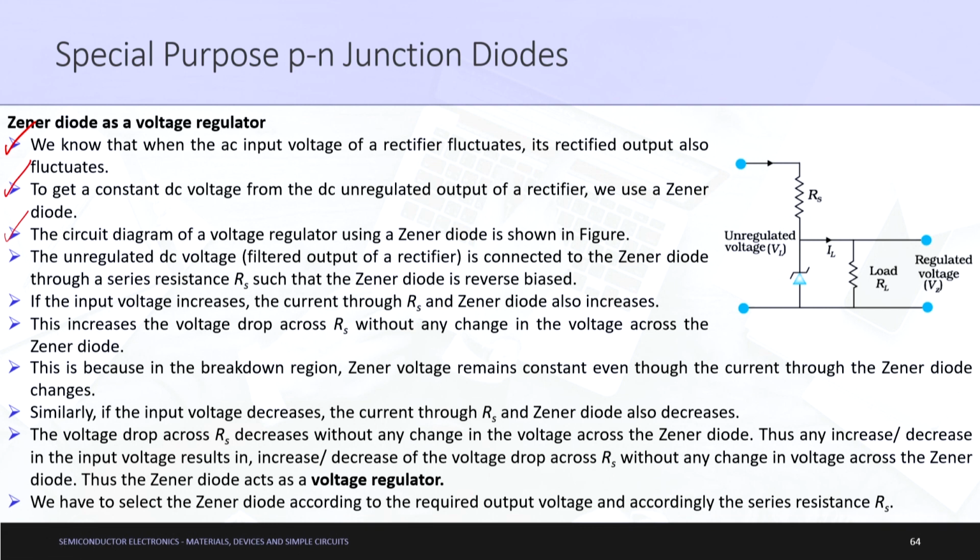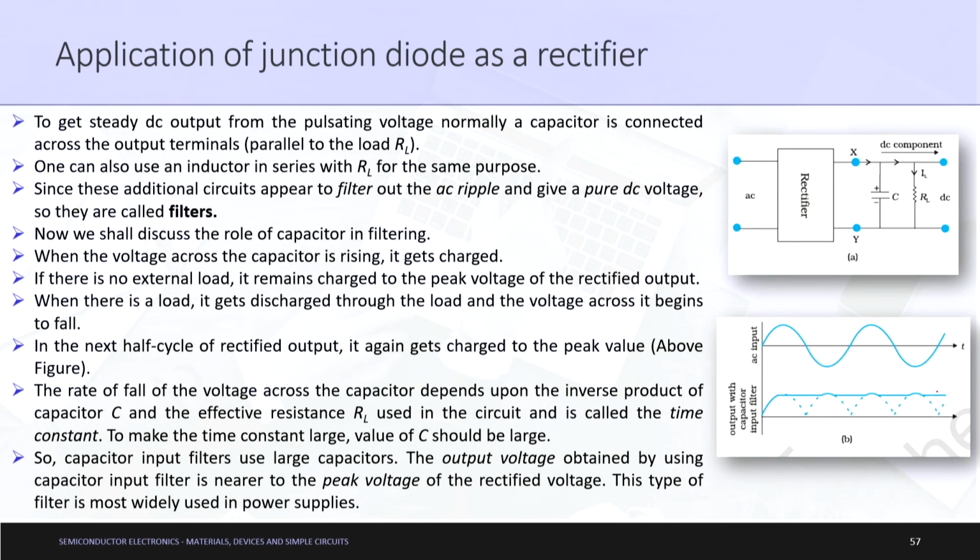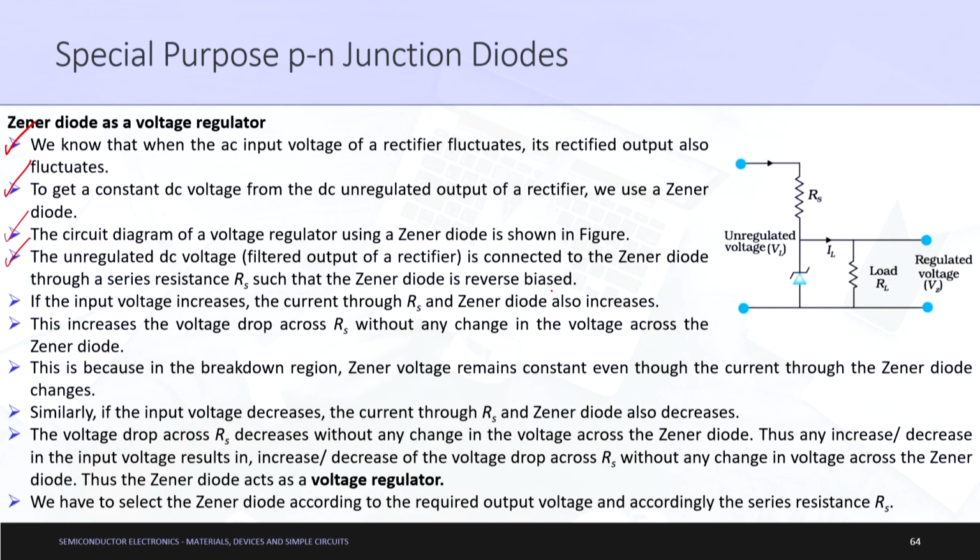Okay. So, the unregulated DC voltage filtered output of a rectifier. Here, basically what is the meaning of unregulated DC voltage? Let me explain. This is the meaning of that output voltage which we talked about here. The unregulated DC voltage filtered output of a rectifier is connected to the Zener diode through a series resistance Rs such that the Zener diode is reverse biased.